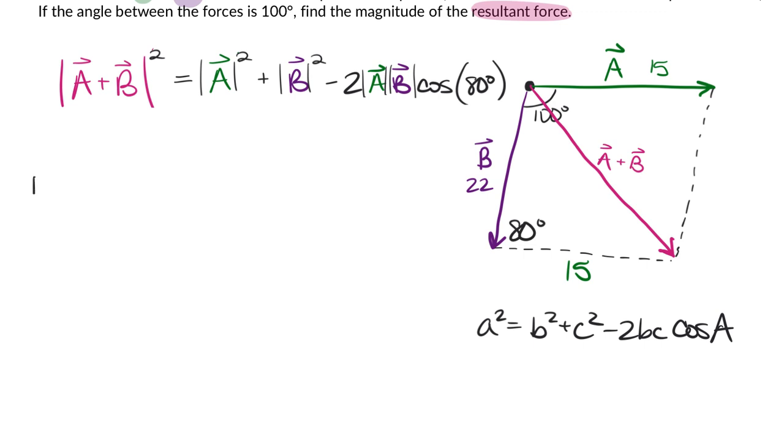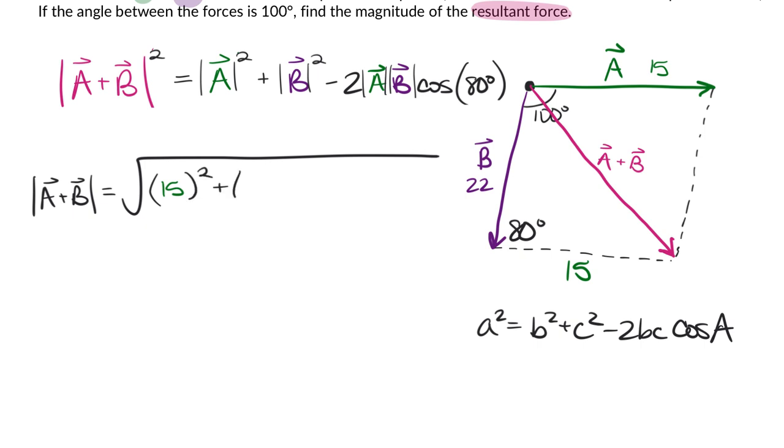If we are finding the vector quantity, or the magnitude of the vector a plus b, the resultant, it would be the square root of, what is the magnitude of a? So what is the length of vector a? 15. We're going to square that. Plus the magnitude of vector b, 22. We're going to square that. Minus 2 times those two quantities again, times the cosine of 80 degrees.